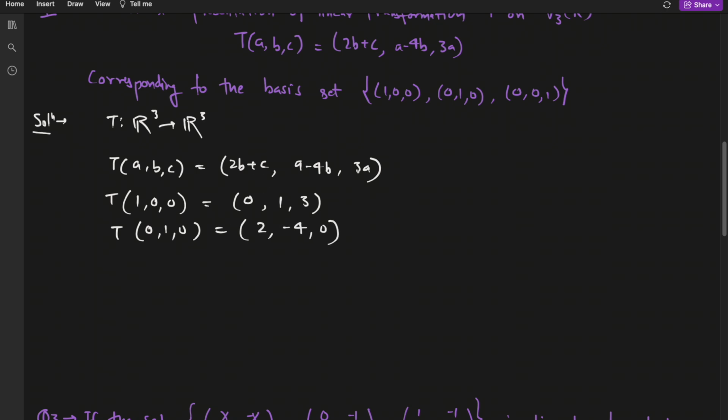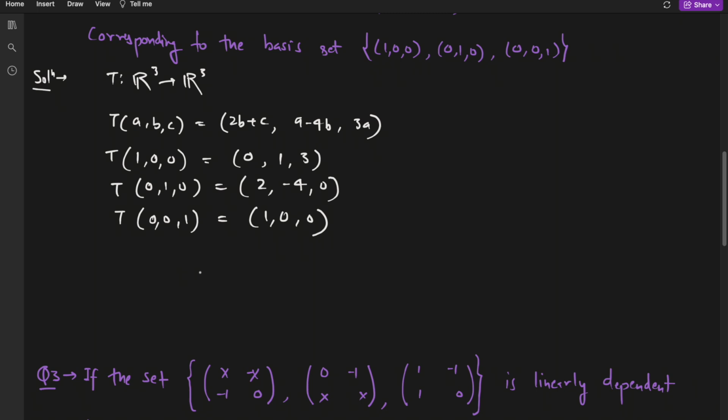I am just simply applying this formula. So for example, this 100, B plus C becomes 0, then B is 0, A is 1, so this becomes A, then A is 1, so 3 times A is 3. Then T of 0, 0, 1 is 1 0 0. Now, if you have seen my videos, then what do the columns of the matrix represent?